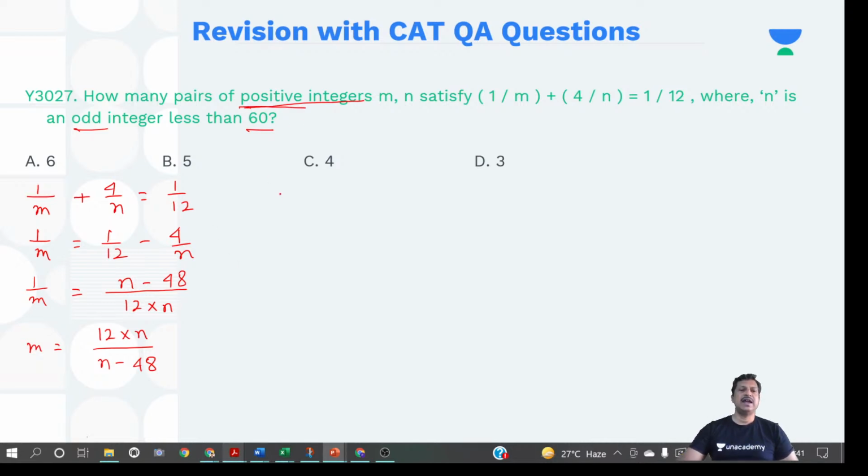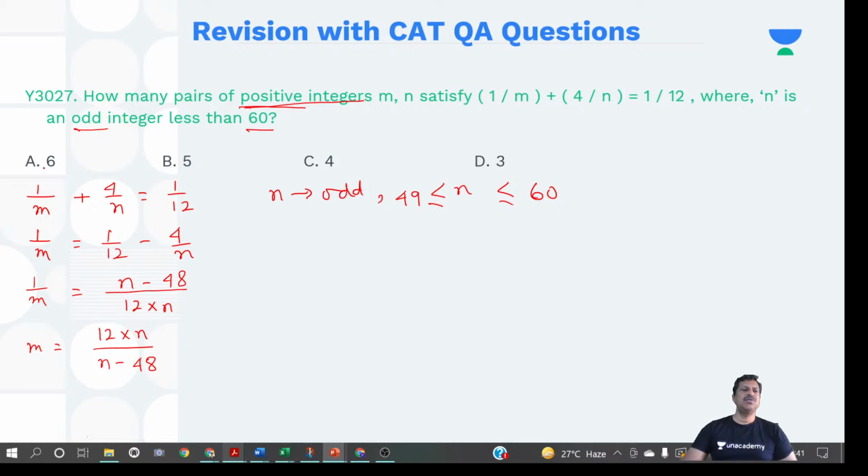That means I can understand from here that n is odd and n is greater than or equal to 49 and less than or equal to 60. Fine. 48 is not possible, so that is why I have taken 49, or greater than 48 can also be used. Okay. Now what I do is quite simple. I just need to find out that 12n should be exactly divisible by n - 48.